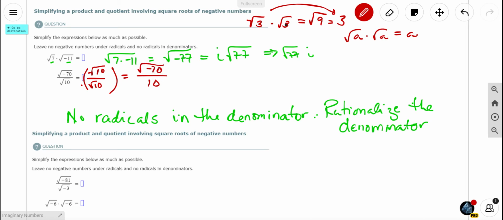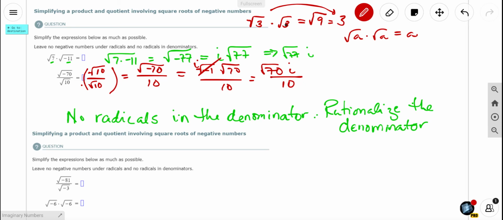Then we're going to see if there are any perfect squares. No, there are no perfect squares that go into 70, because 2 goes in there, 35 goes in there, 10 times 7, no. So all we can do is pull out that i. Or if you want, you can go through the steps of the square root of negative 1 times the square root of 70 over 10. And then that would be the square root of 70, i, because this is i, over 10. Again, it's just simplifying numerator, simplifying denominator.